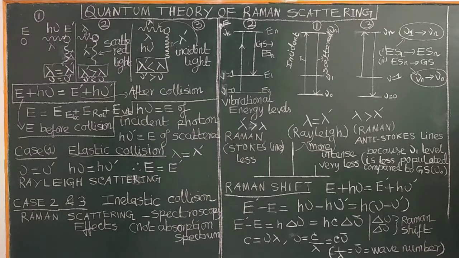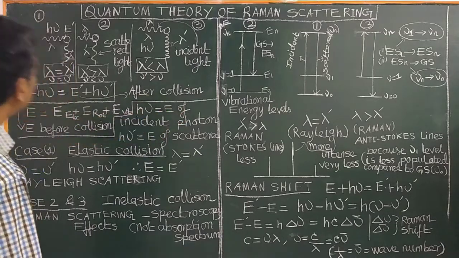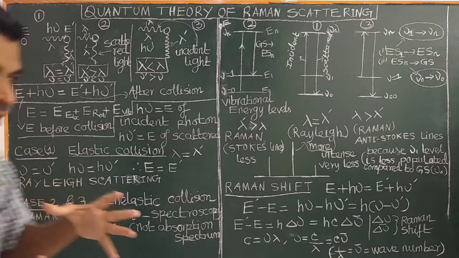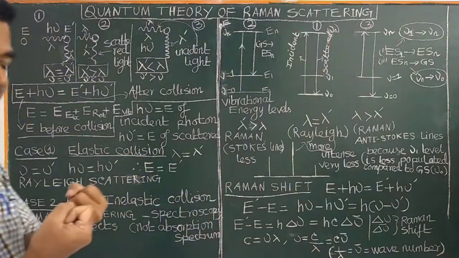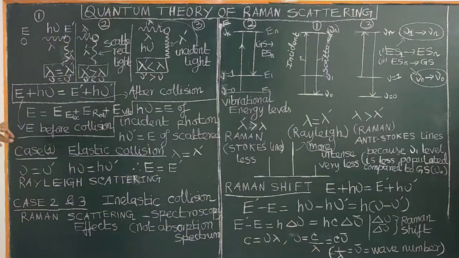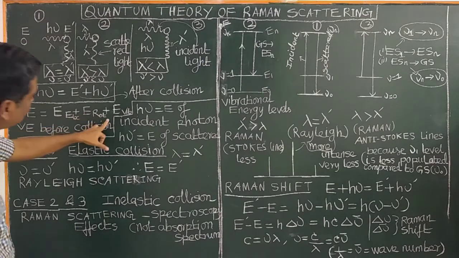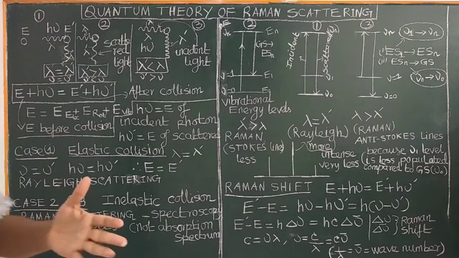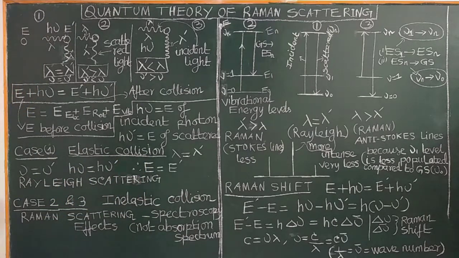E is the energy of the molecule before collision. E prime is the energy of the molecule after collision. Each molecule possesses energy. The molecular energy consists of electronic energy, rotational energy, and vibrational energy. We also have translational energy, but it is very small.